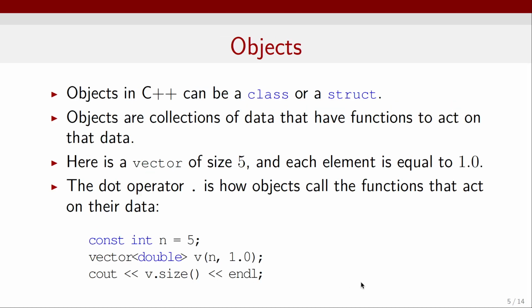Objects in C++ can be, in general, a class or a struct. That's short for structure. Objects are collections of data that have functions to act on that data.